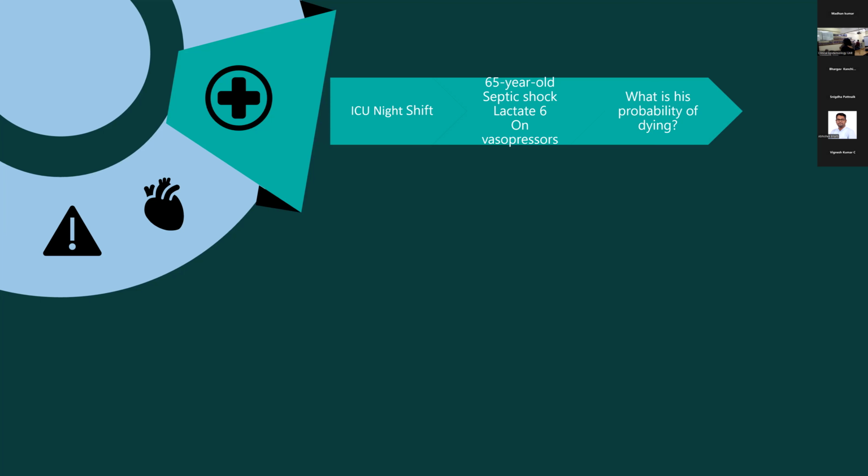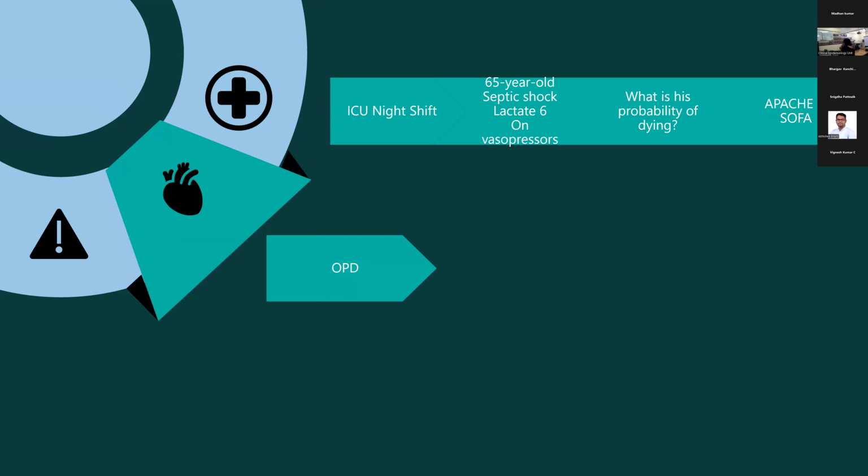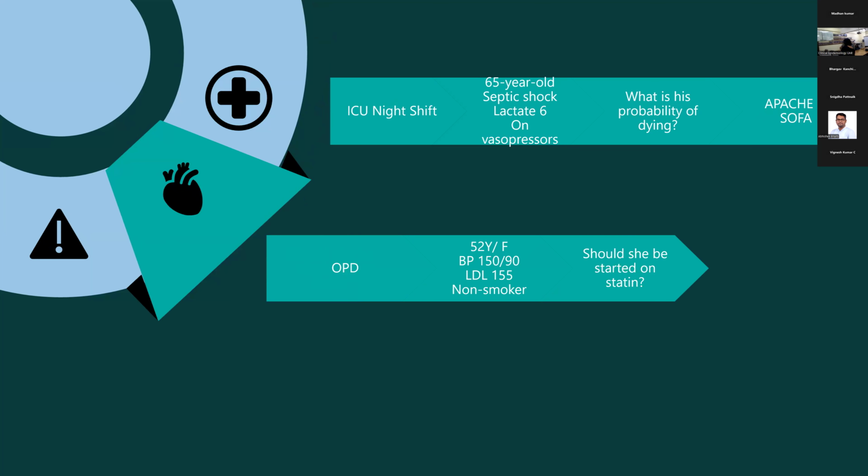So how do you assess that? Do you take a simple guess or you use something else? Most of us will be using something like an APACHE II or SOFA score. Similarly, you're in your OPD and you get a 52-year-old lady with a blood pressure of 150/90 with an LDL level of 155 and she's a non-smoker. Should she be started on a statin? To assess that, you don't take a wild guess. You use something like an ASCVD risk stratification score.